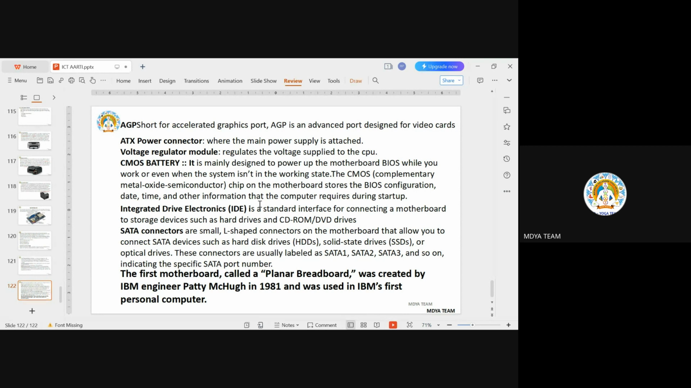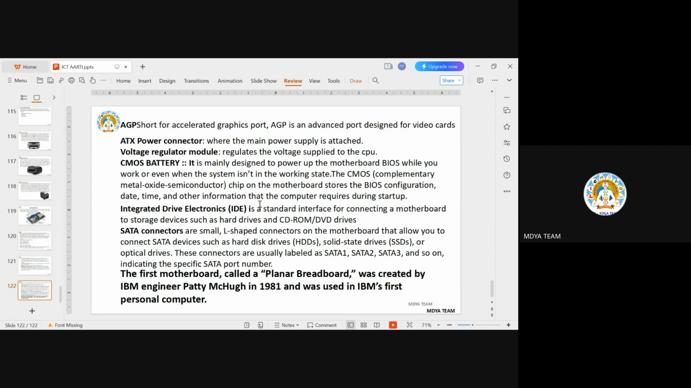So these connectors are labeled as SATA 1, SATA 2, SATA 3. Okay. So the first motherboard was called the planar breadboard. What was the name of the motherboard? Planar breadboard. It was created by IBM engineer Patty McHugh in 1981. When the first motherboard was invented, in 1981, it was used in IBM's first personal computer.